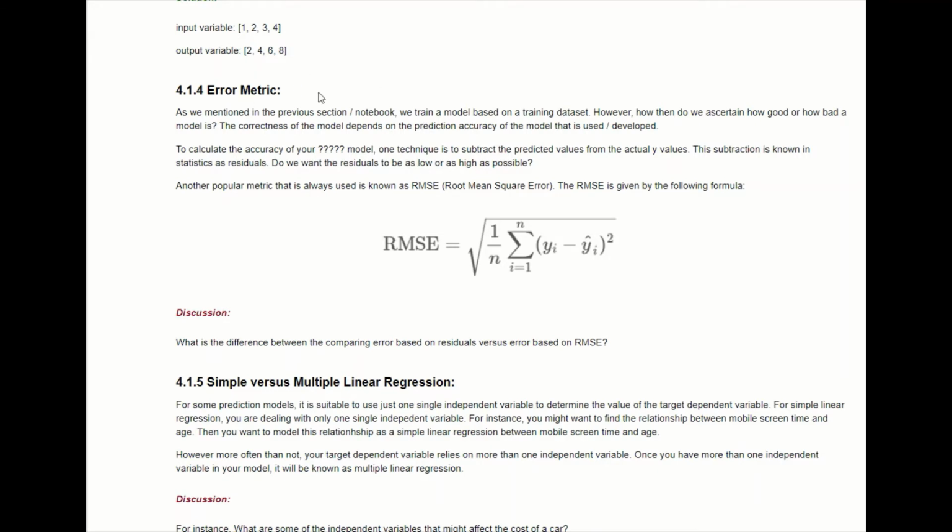So in this error metric that we use typically for linear regression, we use something called the root mean square error. We ascertain how good or how bad the model is through an error metric, and in linear regression we do it using the metric known as the root mean square error.